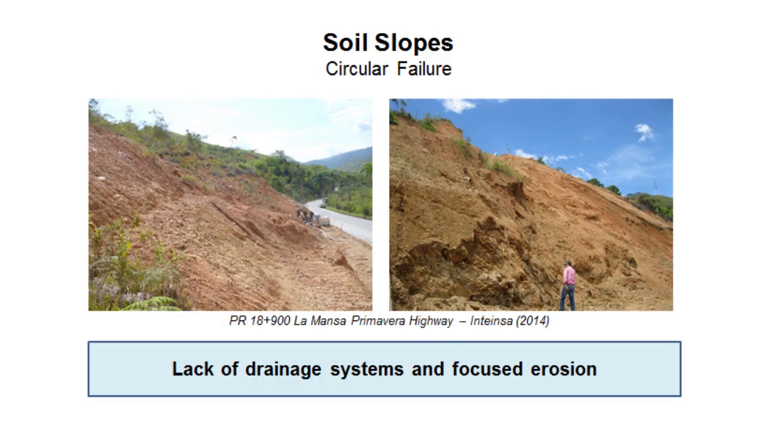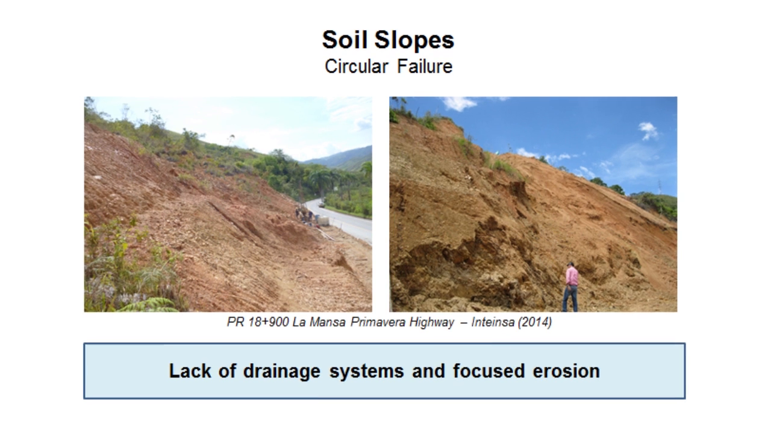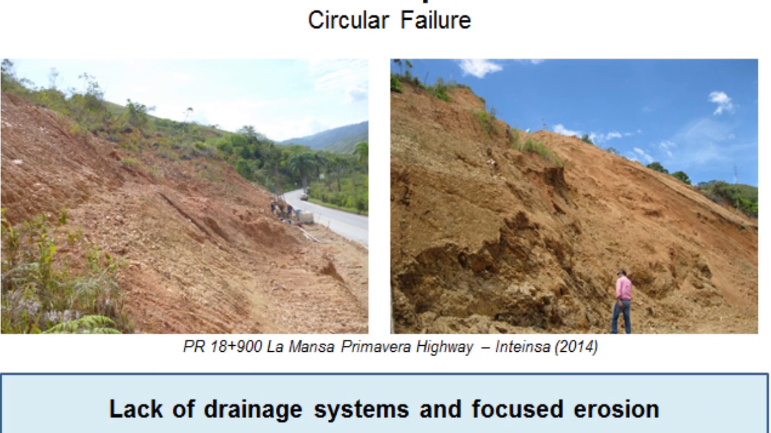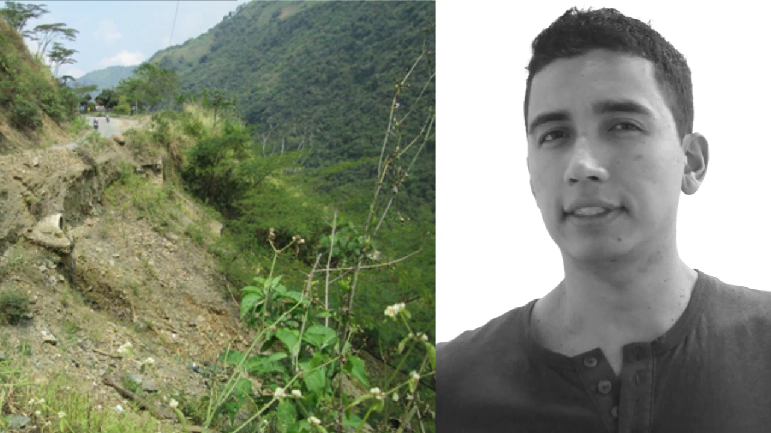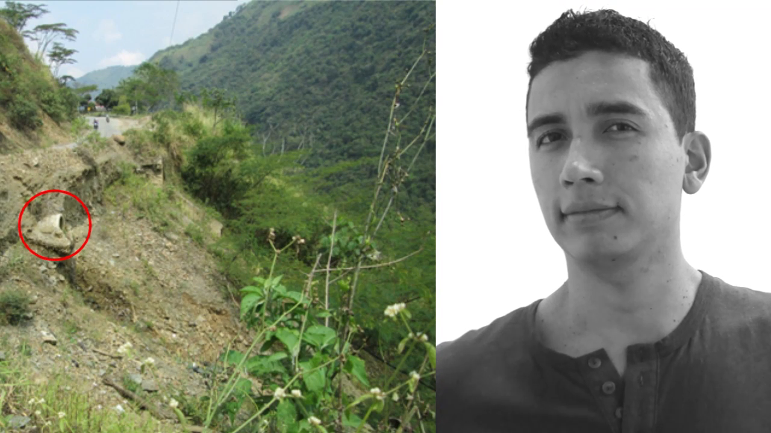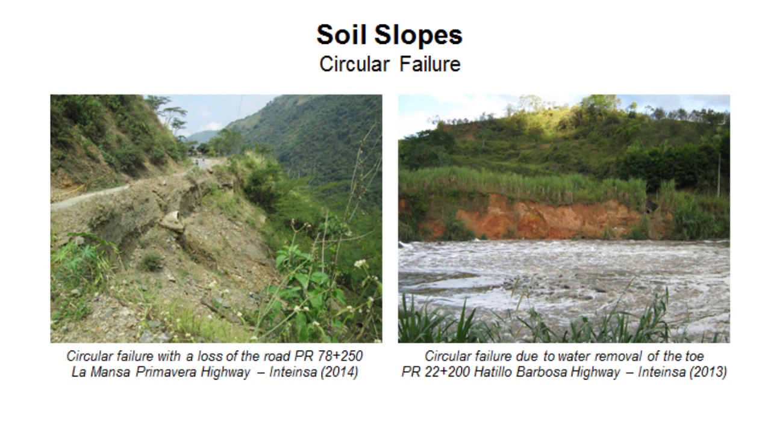The circular failure of the image was produced due to the lack of drainage systems and the focused erosion on the slope surface. For this case, the circular failure produced a loss of the highway as a consequence of a bad connection in the drainage system. It's a classic, right? In this case, the slope interacts with a river. The toe of the slope gets lost and a failure is generated.